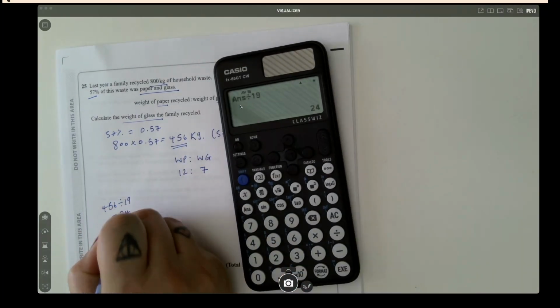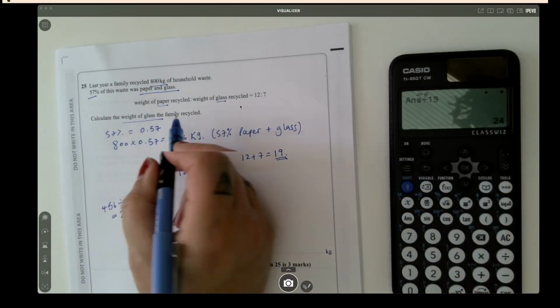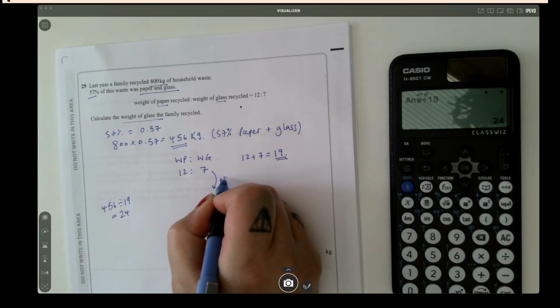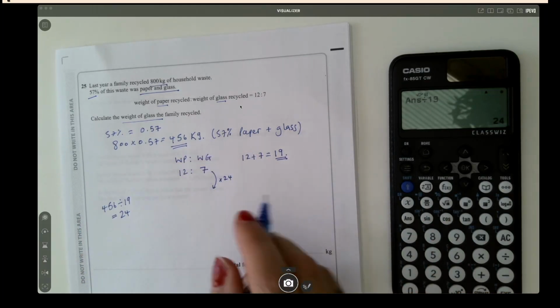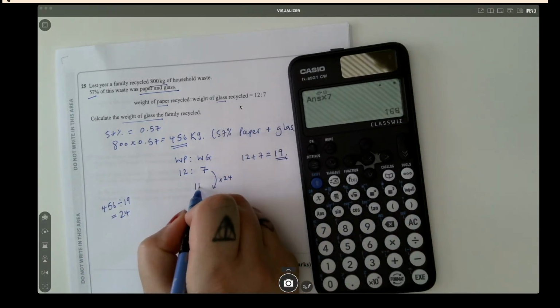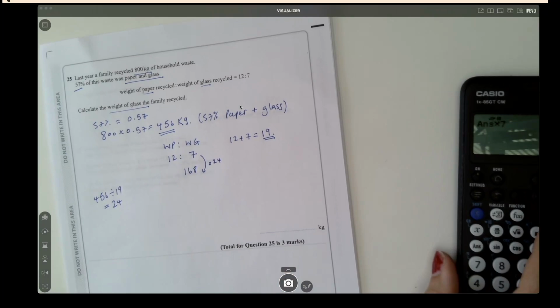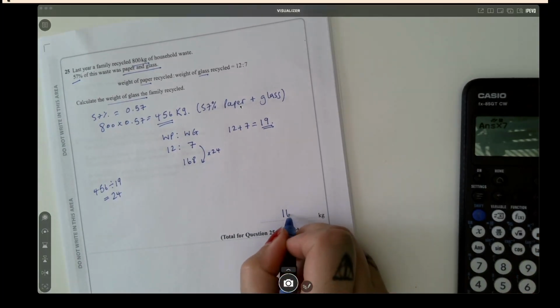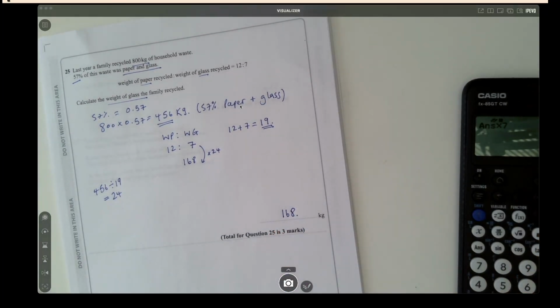which is 24. So I want the weight of glass, so I'm going to multiply this side of the ratio by 24. 7 times 24 is 168. So the weight of the glass is 168.